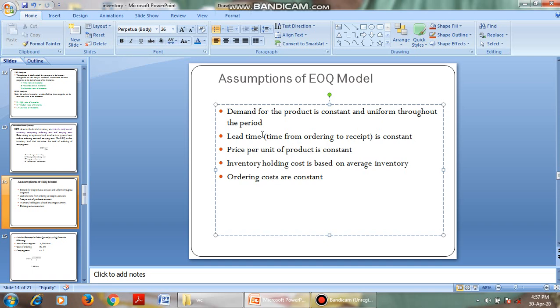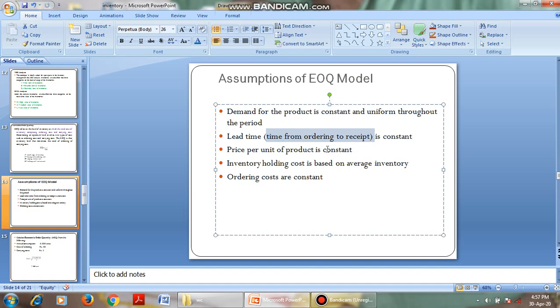Lead time, that is, the time required to convert our raw material into finished goods, the conversion cycle, is constant. That is, the conversion of raw material into finished goods, the time must be constant. Okay, price per unit of product is constant.